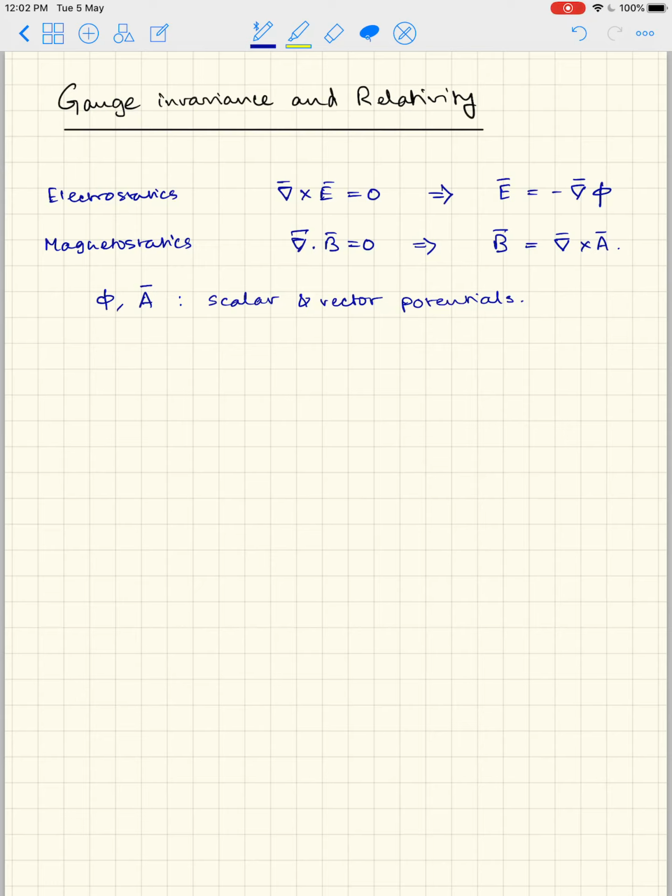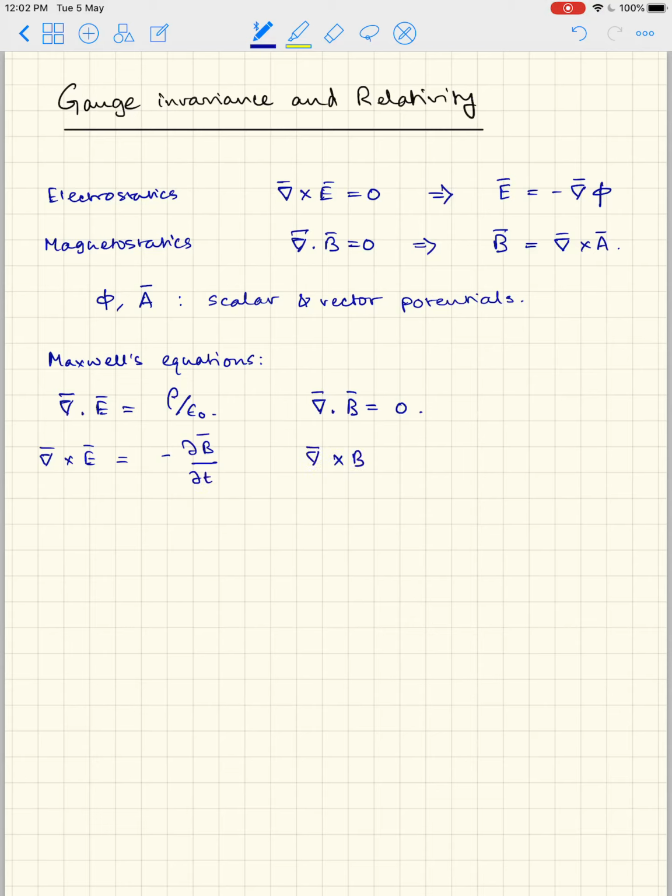So now we have Maxwell's equations. So as you all are familiar with, del dot E is rho over epsilon naught, del dot B is 0, del cross E is minus del B del t, and del cross B is mu naught J plus mu naught epsilon naught del E del t.